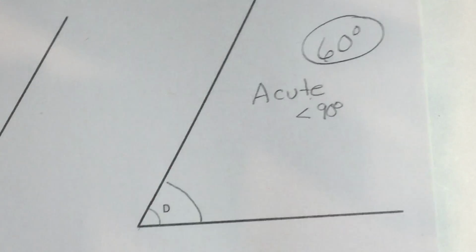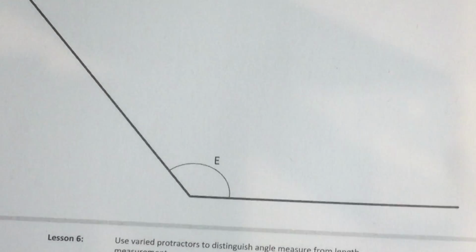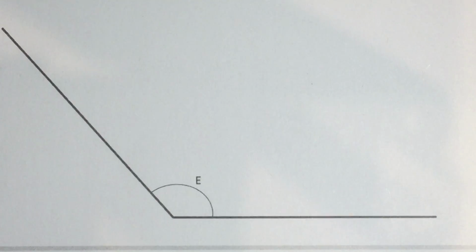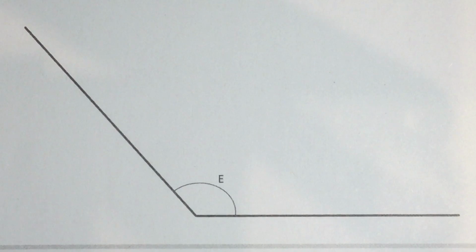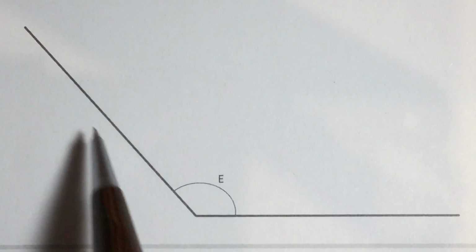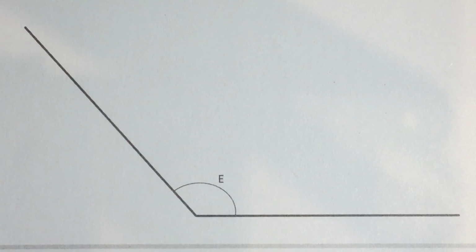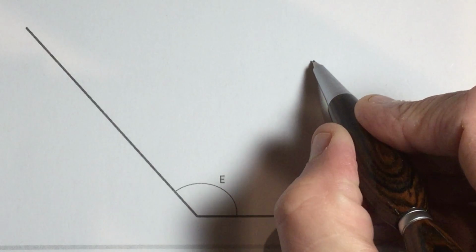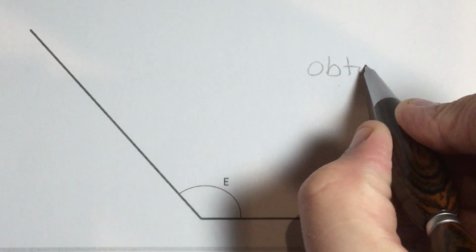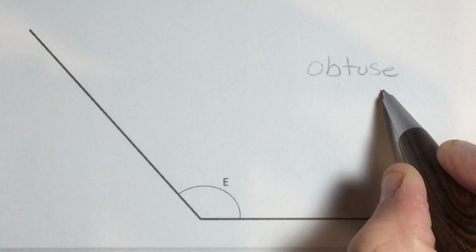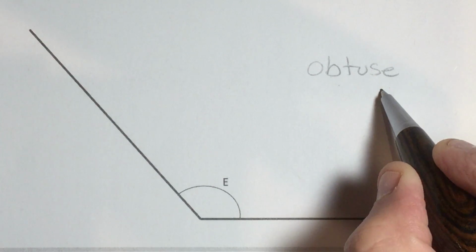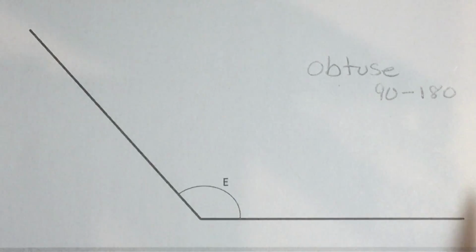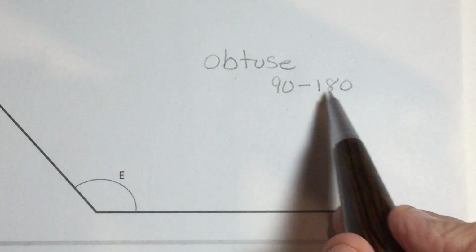So when we come to a different type, if we look at the bottom of the page, we have the letter E here, this angle E. And again, looking at the way this angle is laid out, I know from my review last week that this is going to be an obtuse angle. And obtuse angles are between 90 and 180 degrees. Somewhere between 90 and 180 degrees.